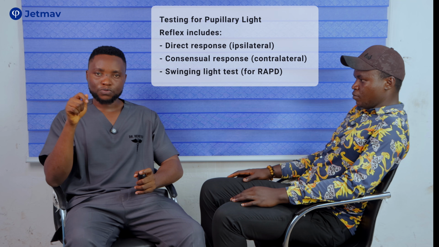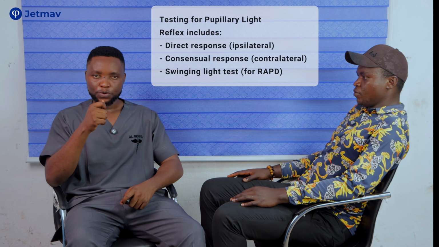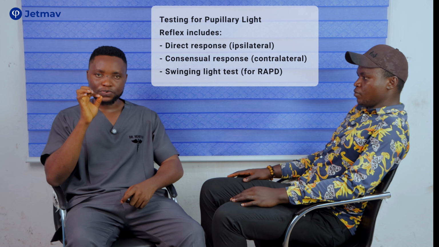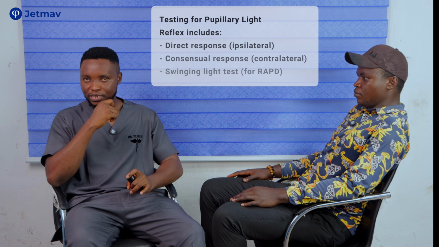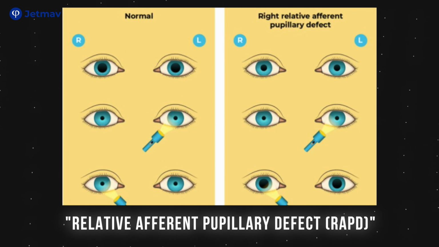Then we're also going to test what we call swinging light reflex. We are watching out for what we call paradoxical dilatation. What this means is, the expected outcome is when you swing the light from one eye to the other, the pupils should constrict. But in what we call relative afferent pupillary defect, when you swing the light from one eye to the other, the pupils dilate instead of constricting. Now, this actually indicates optic nerve damage.